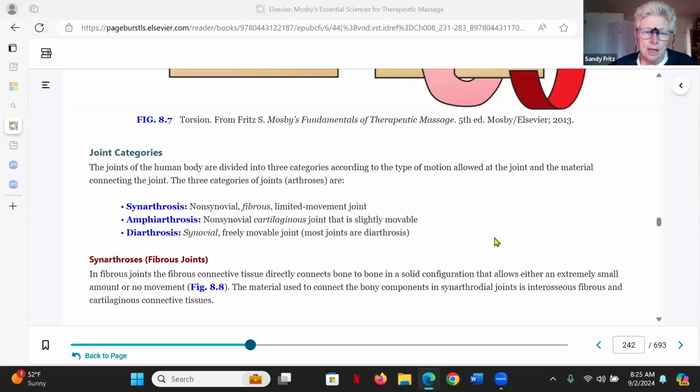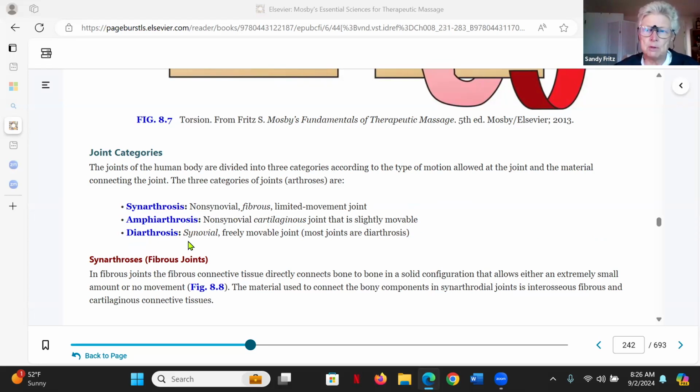And you heard my sigh here. There are kind of multiple names for the same thing here, and you just got to deal with it. You're going to have to know this. So joint categories are divided into three categories related to the type of motion: synarthrosis, amphiarthrosis, and diarthrosis.